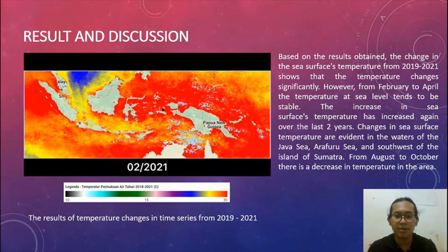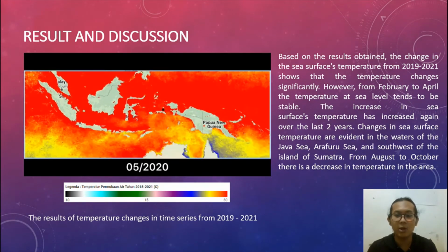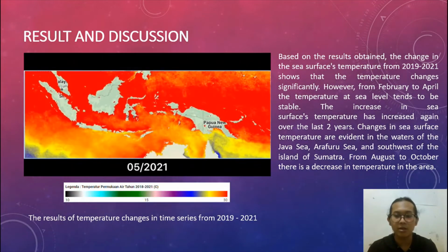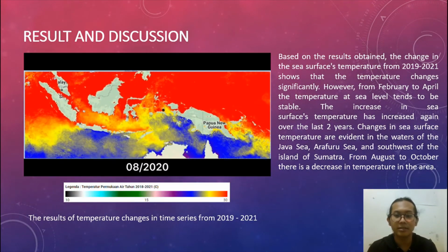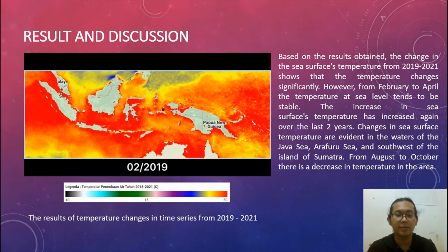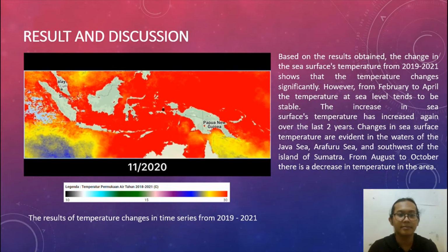Changes in sea surface temperature are evident in the waters of the Java Sea, Arafuru Sea, and southwest of the island of Sumatra. From August to October, there is a decrease in temperature in this area.